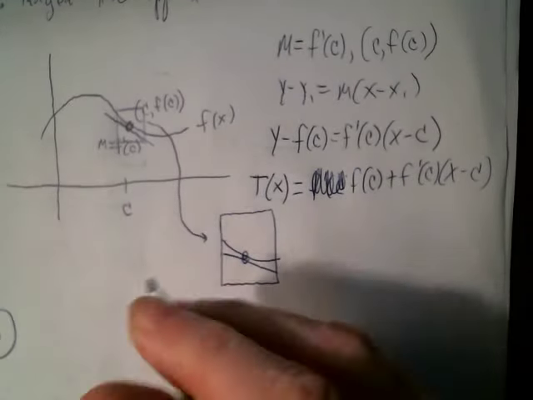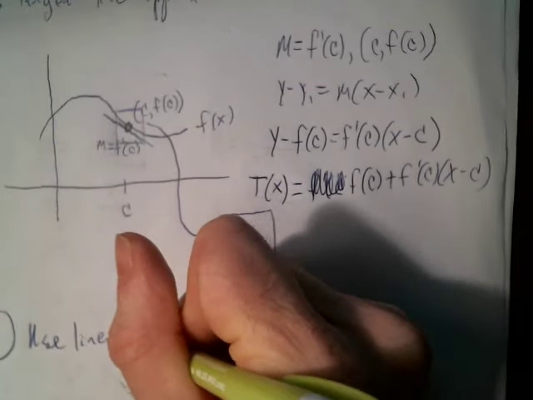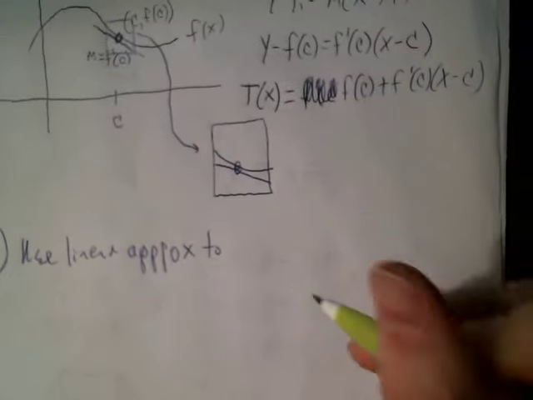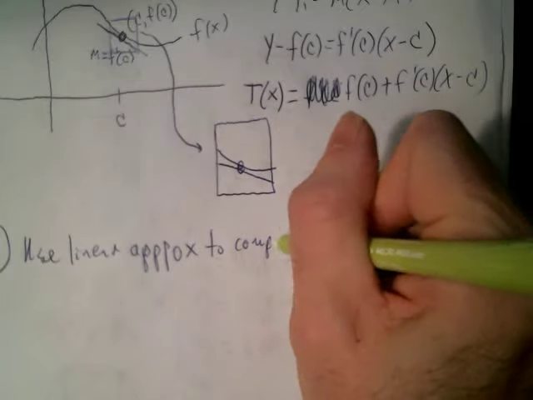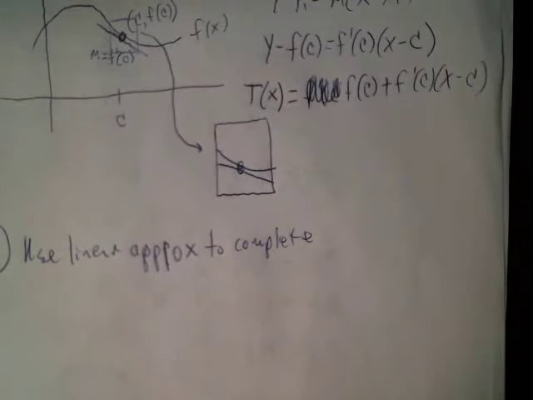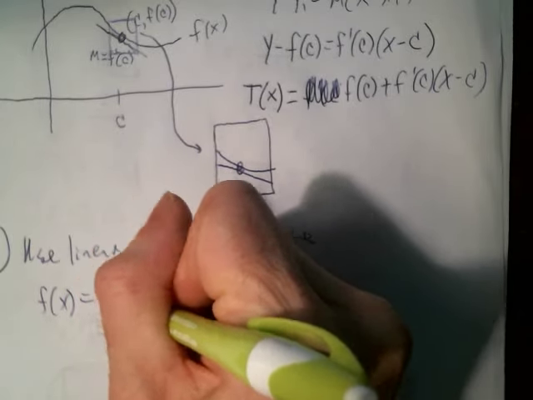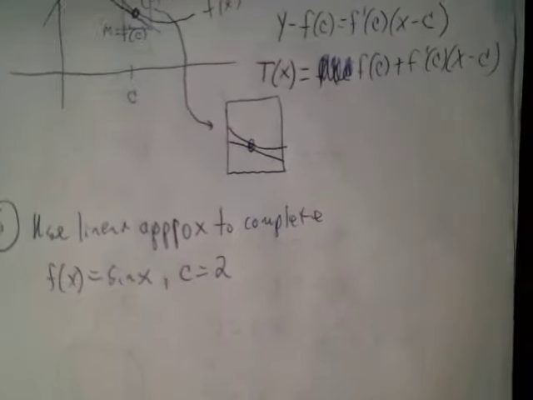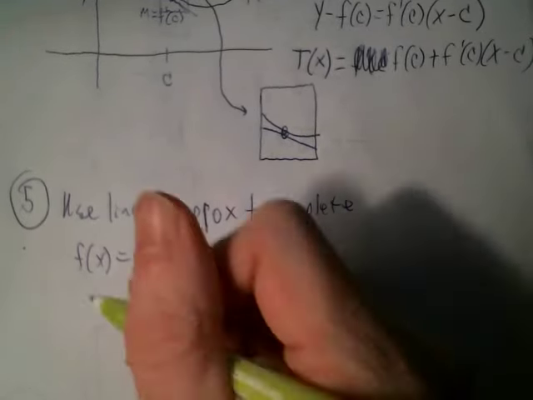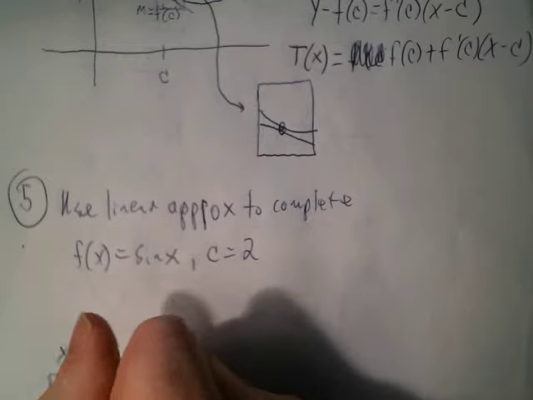So problem 5 has you explore this in a little bit. Use a linear approximation to complete a table. This is an R, not a P. I'm not insane. I did not write APP. We have f of x equals sine x and then c is 2. So we're trying to approximate sine of x about this point 2. So we need a tangent line to do that. Let's sort of look at the chart that's given.